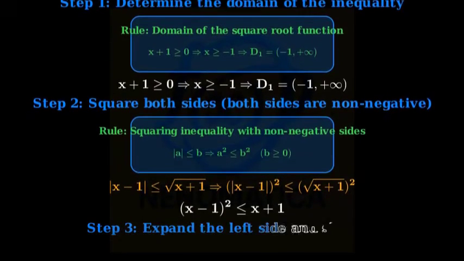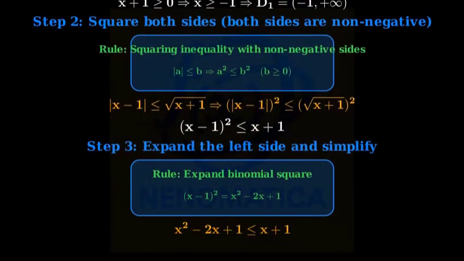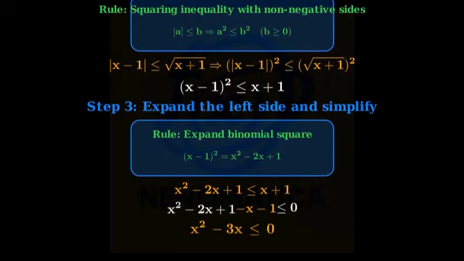Step 3. Expand and simplify. Expanding (x minus 1) squared gives x squared minus 2x plus 1. So we have x squared minus 2x plus 1 less than or equal to x plus 1. Subtract x plus 1 from both sides to gather to the left. We obtain x squared minus 3x less than or equal to 0.